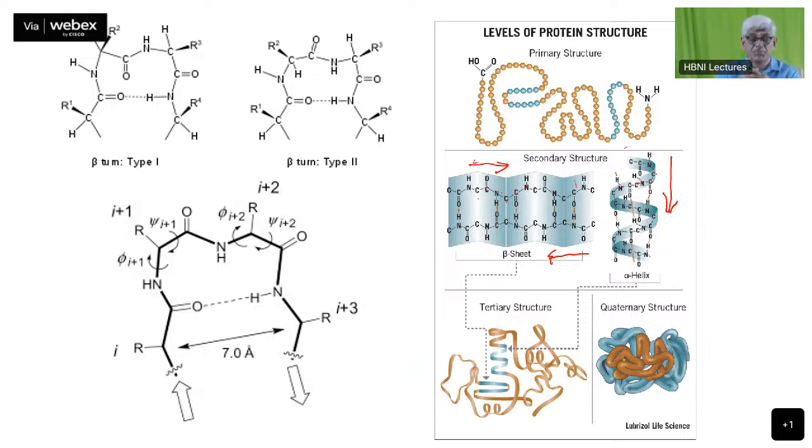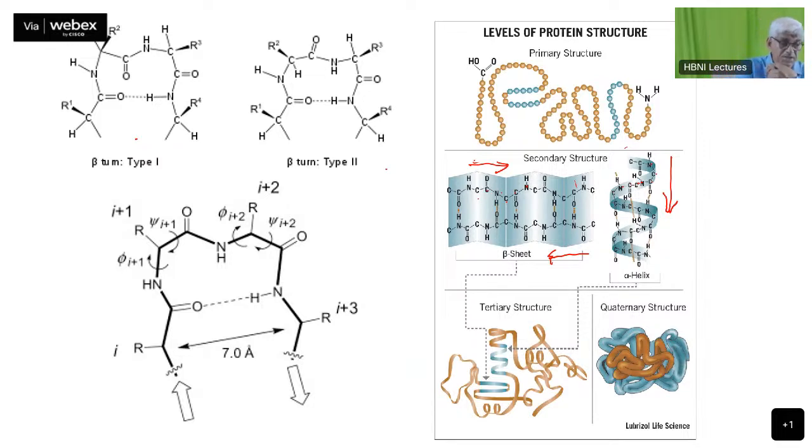It just means that the protein chain has to go in a particular direction. Then it has to take a turn. It has to take a turn and come like this. And the turns will also have a secondary structure. There are two kinds of turns which are described here. One is called the type 1 turn, and the other is the type 2 turn. Two types of secondary structures are formed here in the turns as well.